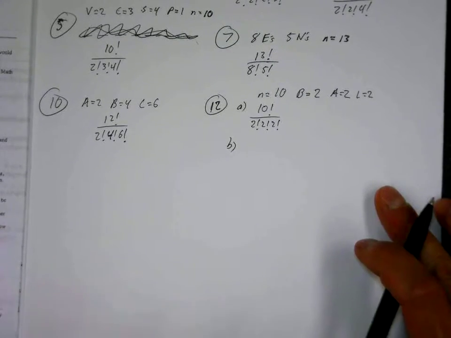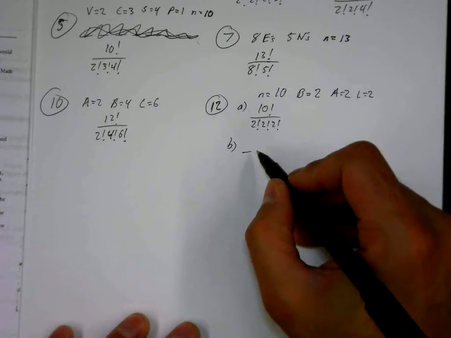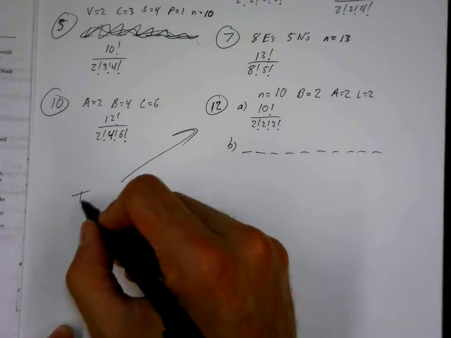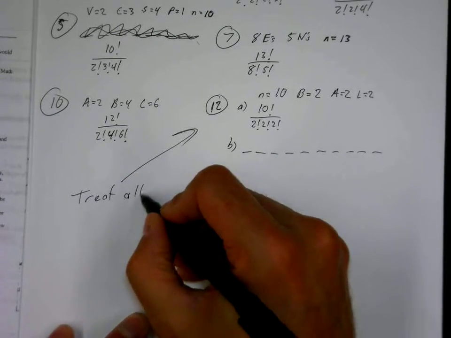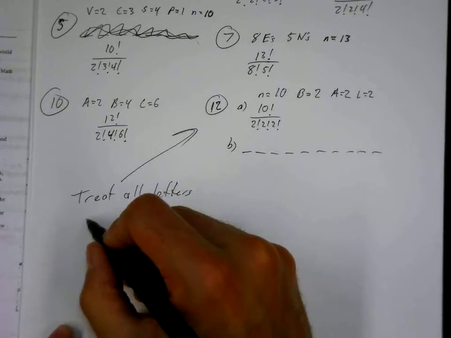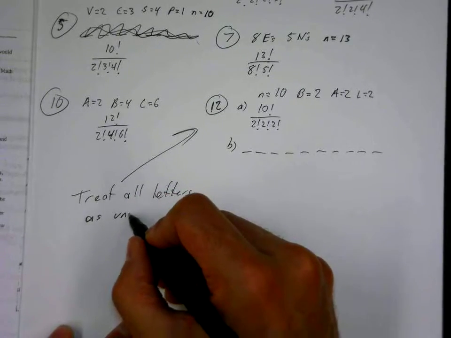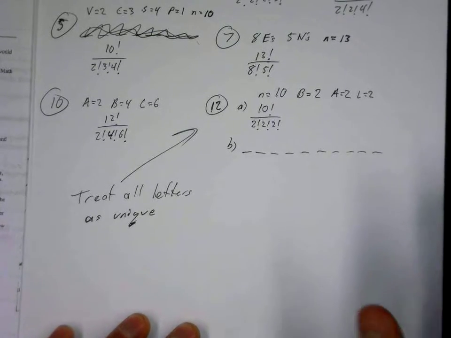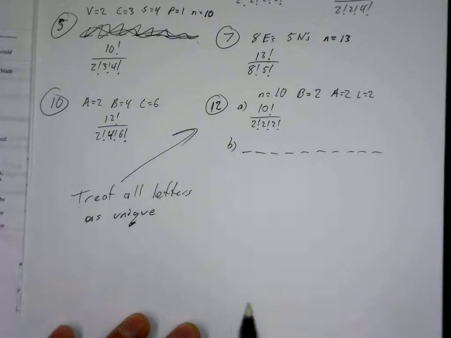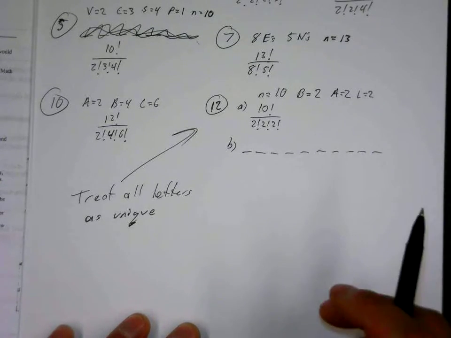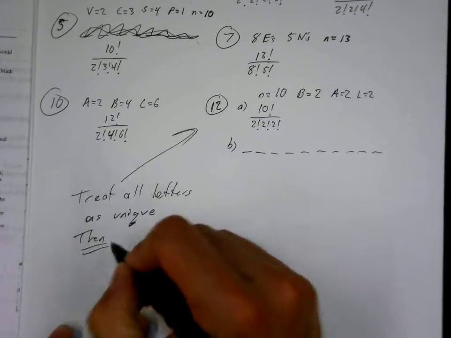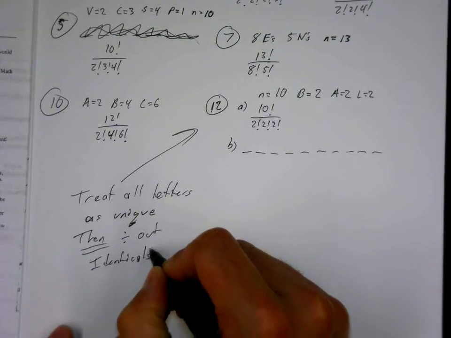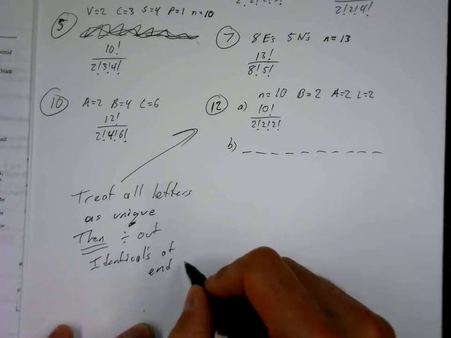How many arrangements begin with K? All right, now, here's what I'm going to do. 1, 2, 3, 4, 5, 6, 7, 8, 9, 10. Treat all letters as unique. So we're going to pretend that all of the K's and all of the L's and all the B's, so these two B's, are different letters, like B1 and B2. And then divide out identicals at the end.